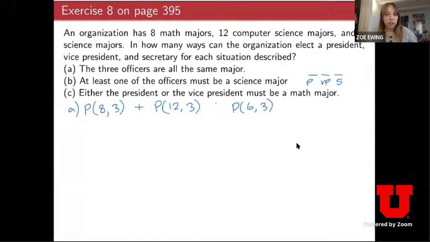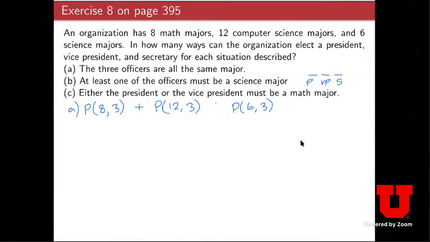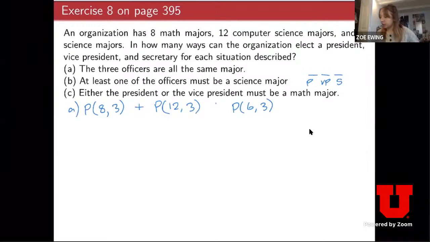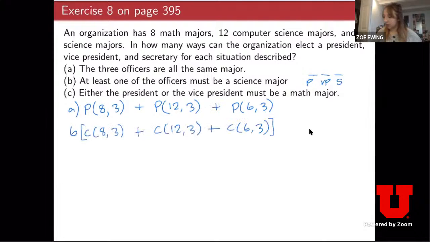So let's see. In order to consider each of those cases, we're going to multiply it by 6, because we've got president, vice president, and secretary. Is that right? Okay, I believe it is right.